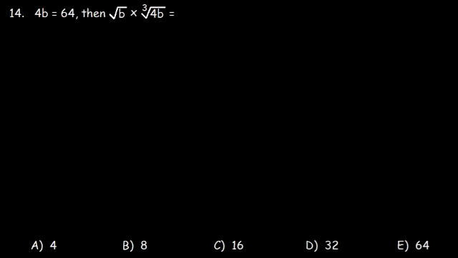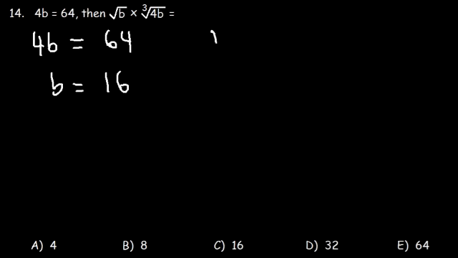Number 14. 4b is equal to 64. Then the square root of b times the cube root of 4b is equal to what? So if 4b is equal to 64, then b is equal to 16 if we divide both sides by 4. 64 divided by 4 is 16.